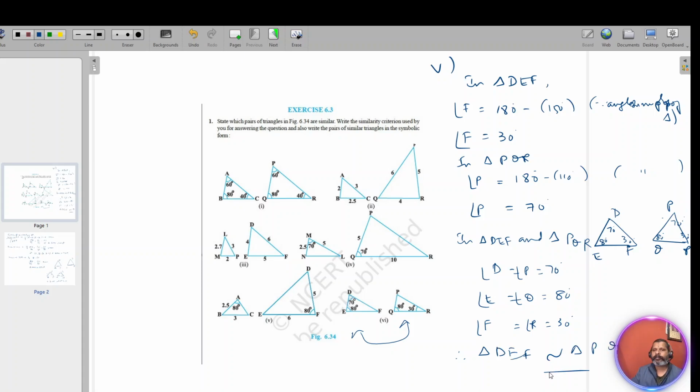Okay. The reason you have to write is AAA similarity. Okay. Please pay attention when you write the corresponding angles, corresponding parts. That is very much important. Okay. Thank you.